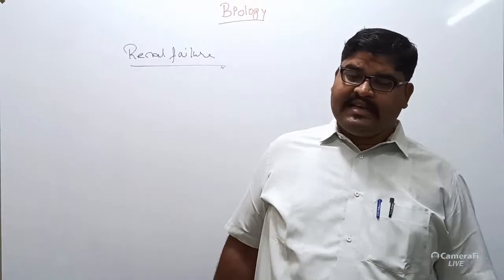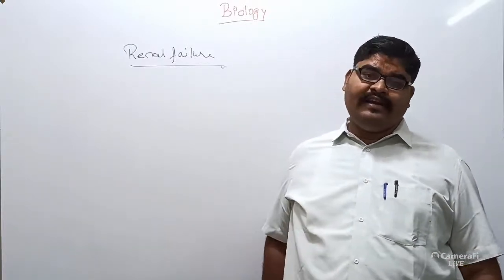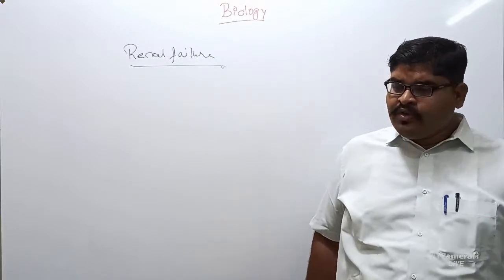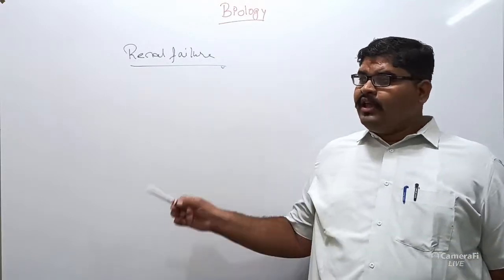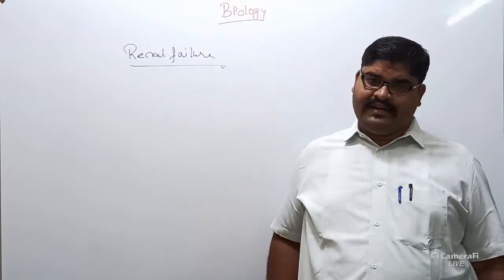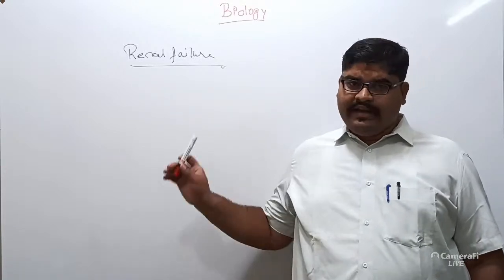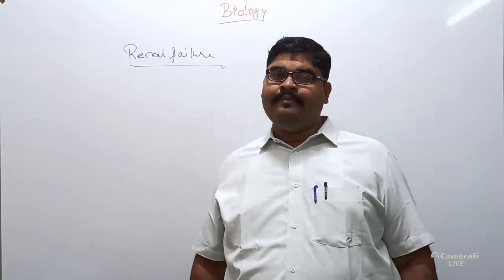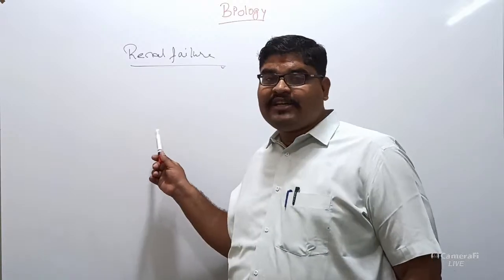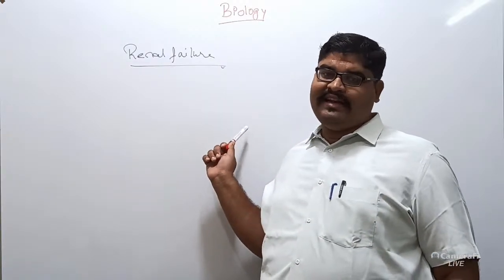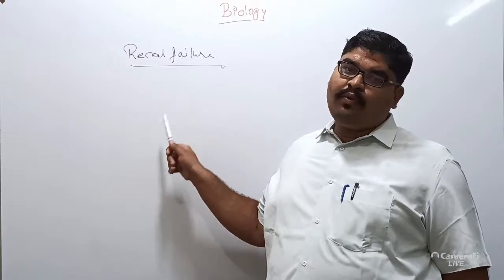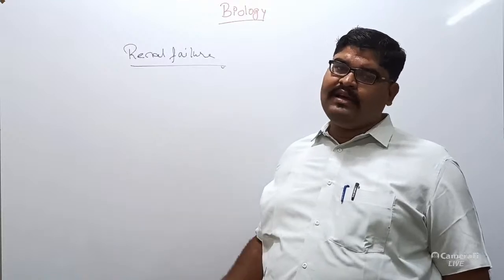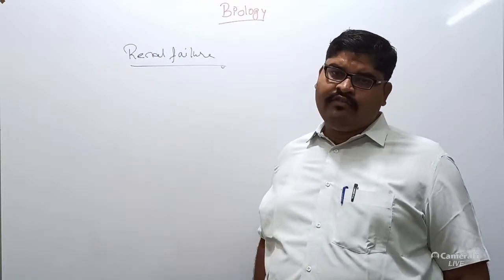So usually, as I have already said, we have a pair of kidneys, that is, two kidneys, one right and the other left. If one of the kidneys fails to work, that is, if one kidney is not working properly or has completely stopped filtering the blood, then what happens? There is pressure on the other kidney. Sometimes, if one kidney is non-functional, the other kidney would take over its function and perform the filtration of blood.